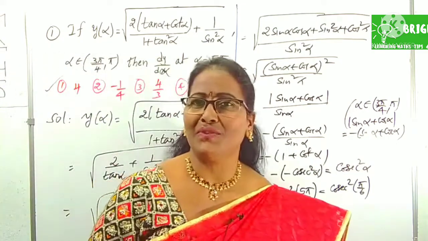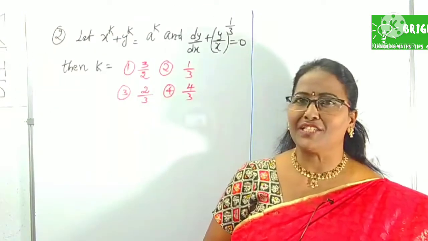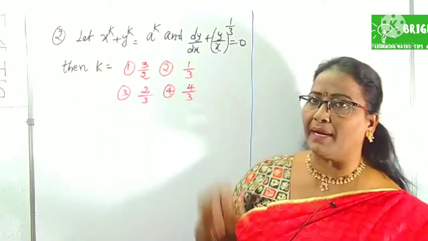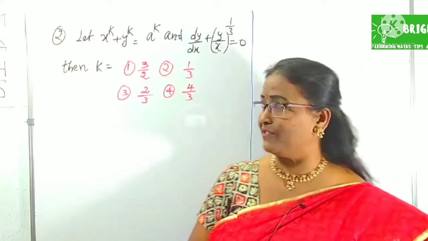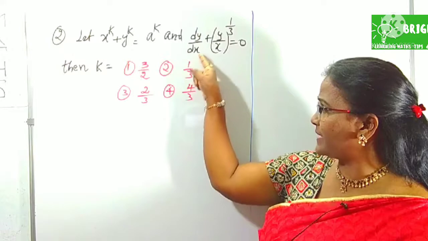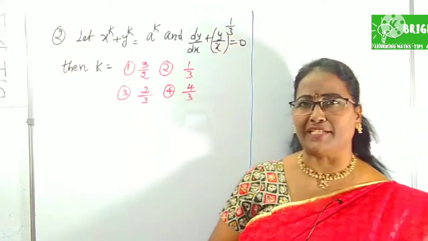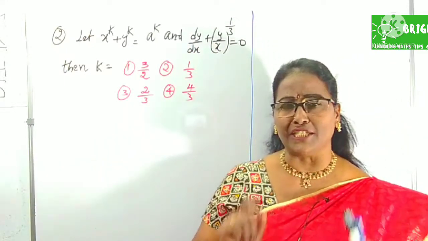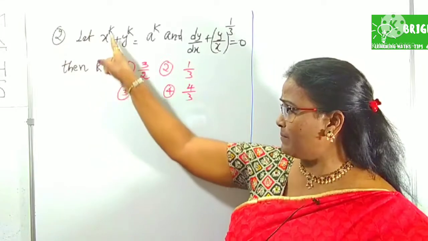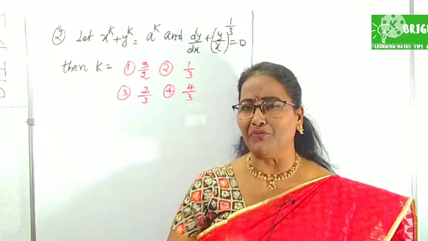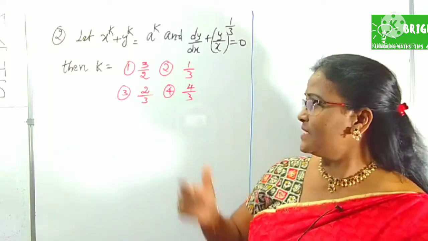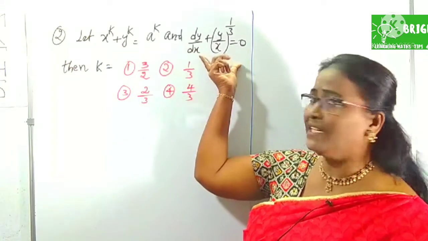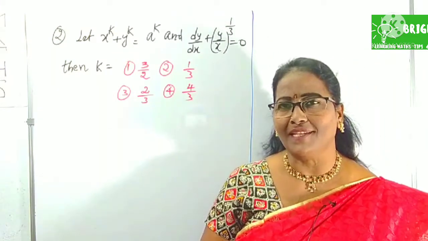Clear? So we can look at some more questions. Now, look at the next question. What is given here? Let x power k plus y power k equals a power k. One equation is given in terms of x and y, and also the derivative dy by dx plus y by x whole power 1 by 3 is given as 0. Then he is asking for some unknown value k. To find the k value, we can differentiate this function and compare with the given equation. From that you can easily find the k value.